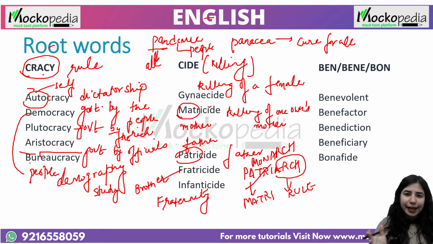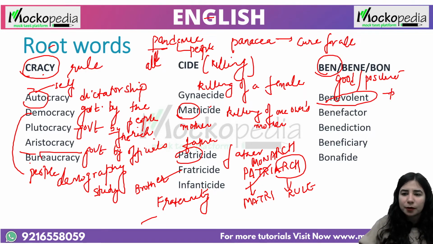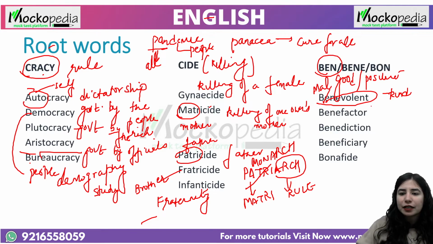Let's further move to the next root, which is ben. Ben stands for something which is good or positive. So there is benevolent, which means a kind person. And what will I do? Instead of ben, I will replace it with the root mal. Mal is bad: nutrition, malnutrition. So malevolent is unkind. It changes the meaning of the word, right? Benefactor. A benefactor is a person who sponsors good.